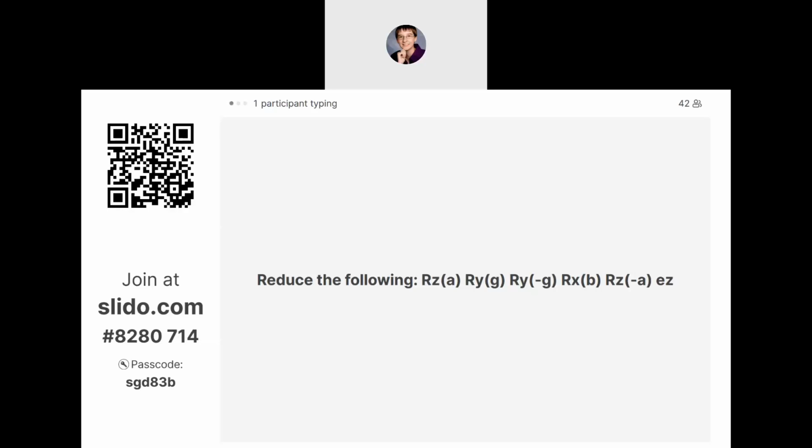And if you look here, we have two rotations about Y. So we can take the angles and combine them inside to be a single rotation. So we have a rotation about Y of G minus G, right? So it'll just cancel out so we have a rotation of 0. So this part just becomes identity. And so what we're left with is R_Z of A, R_X of B, and E_Z.